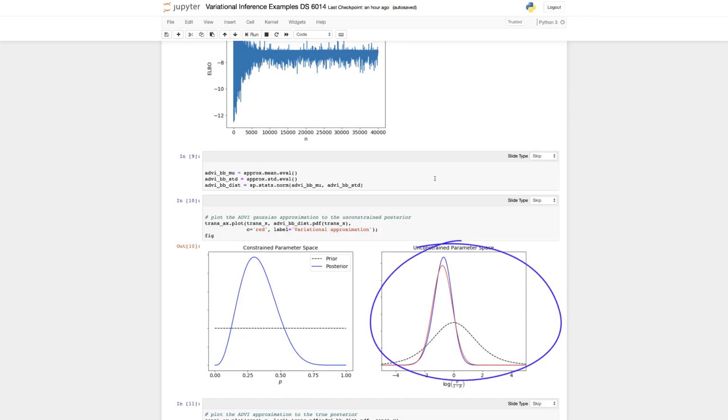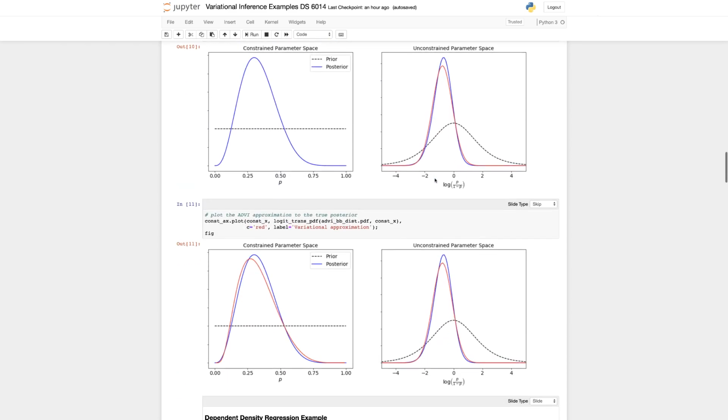And you can see that it does a pretty good job of approximating the unconstrained posterior. In these plots, in the plot on the left, you can see that it does a good job when we reparameterize it in terms of its original space, between 0 and 1 that the betas are in, the posterior distribution in blue, and the approximate distribution in red. You can see the approximate distribution is pretty close to the original constrained beta distribution that we wanted to approximate.